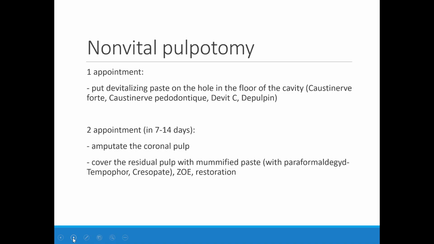You remember that the pharaohs in Egypt, when they were put in pyramids, were mummified, and their body becomes dry without any process of necrosis or inflammation or some bad things. That's why we use mummified paste to save the residual pulp in root canals. In this case, we use paste with paraformaldehyde. It can be Tempofor, Cresopat, Cresodent. Then we cover with zinc oxide eugenol and perform the restoration of the crown.